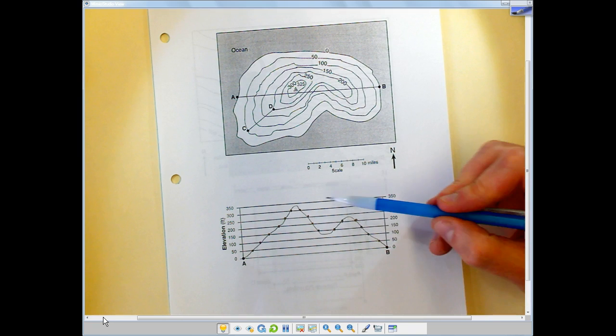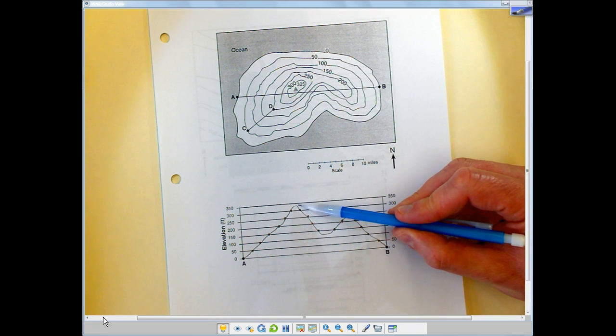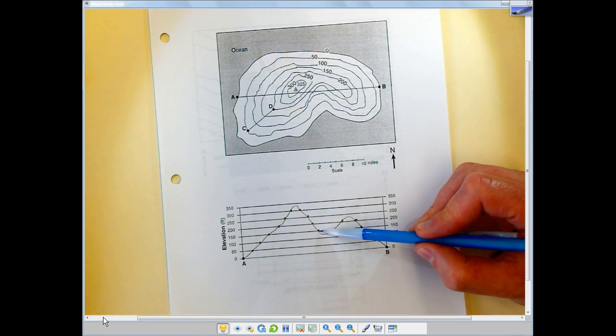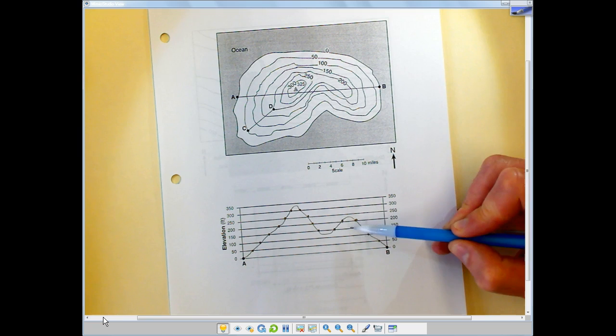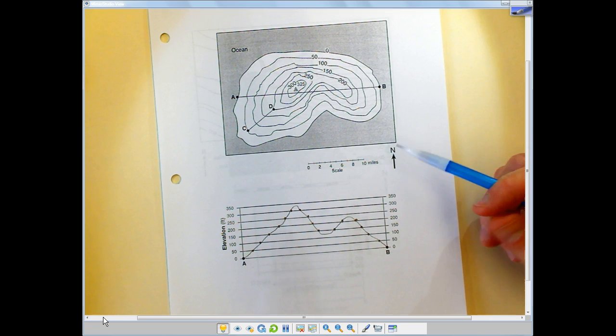The important things are going above the 300 but not hitting 350, going below the 150 but not hitting 100, and then going above the 200 but not hitting the 250. Those are the critical elements when doing a contour profile. So this was page 16.